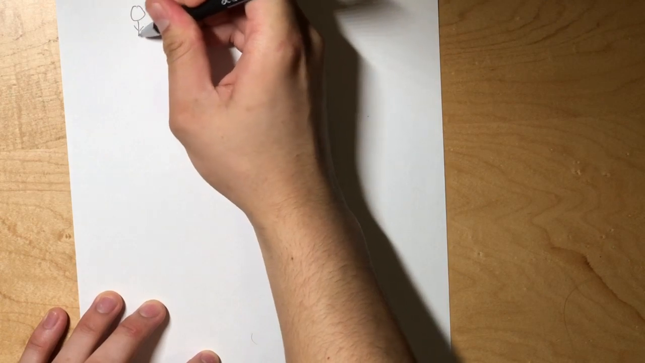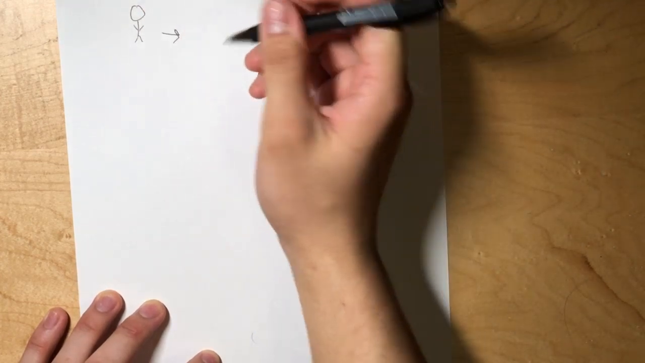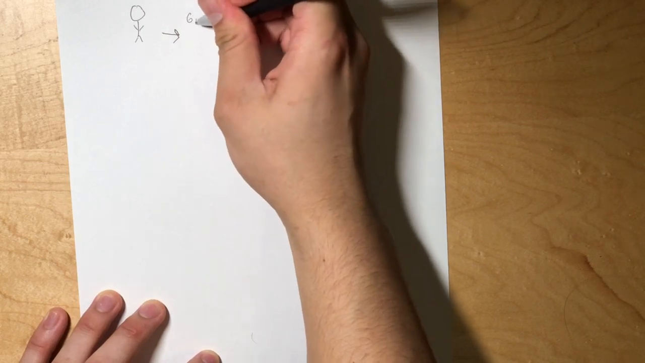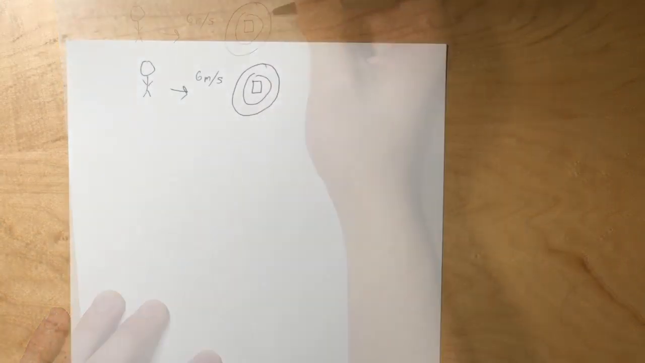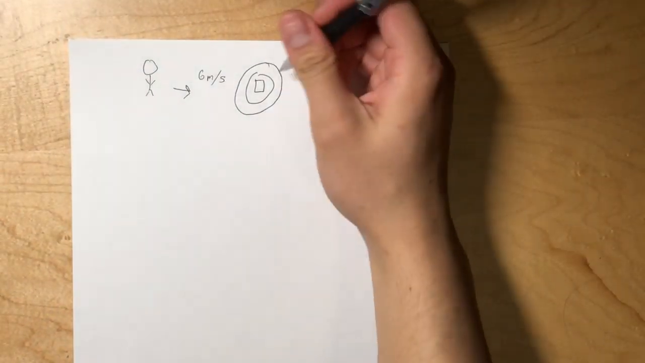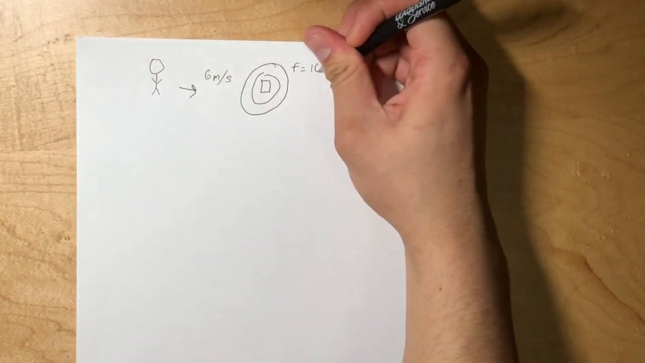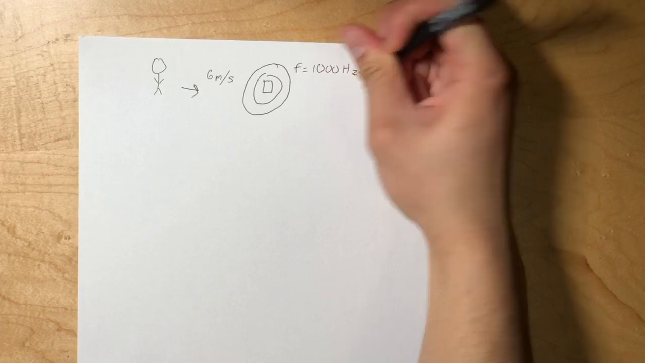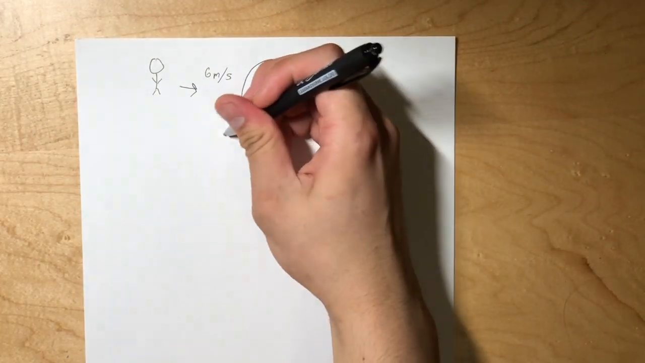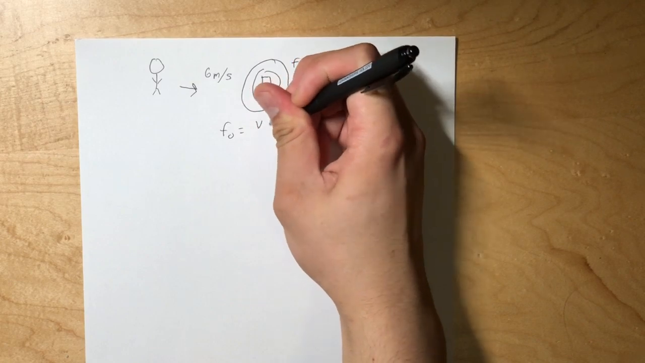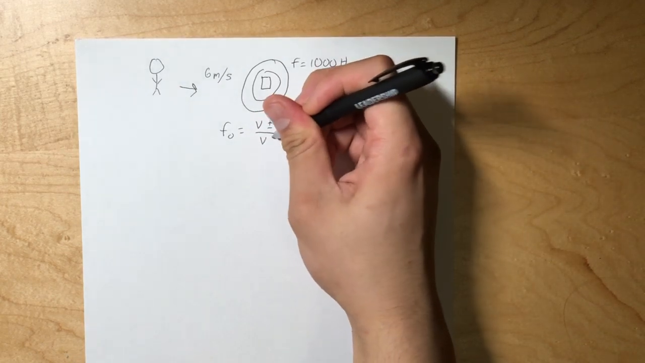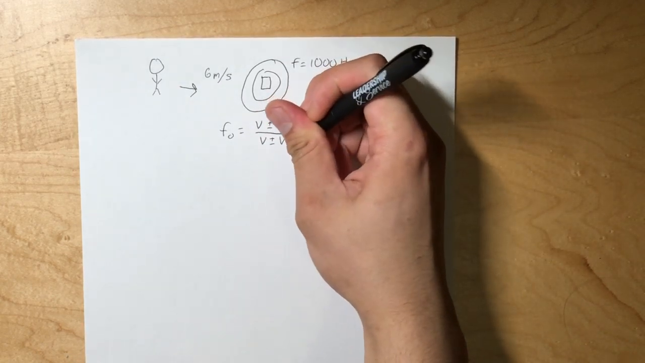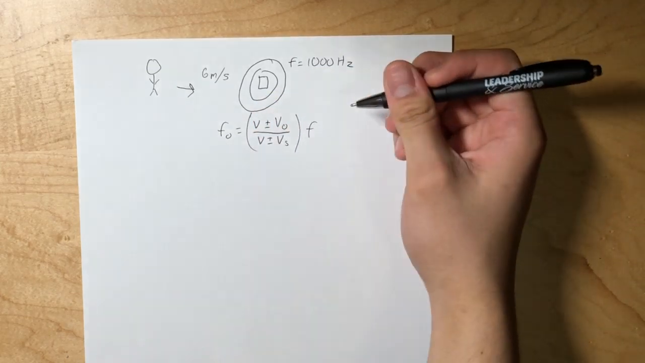Okay, so for this problem, you are walking towards a speaker at a speed of 6 meters per second. And the speaker is emitting sound, it's not moving. And this speaker emits sound at a frequency of 1000 hertz. So we take our Doppler equation, which is our F observed equals V plus or minus our velocity of the observer, over velocity plus or minus velocity of the source, all times our frequency.